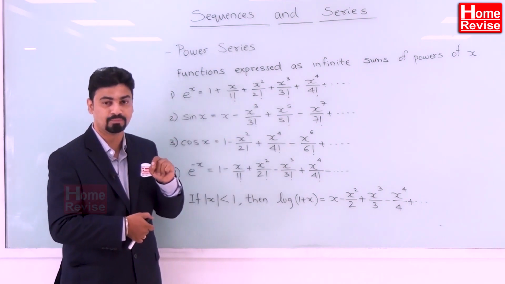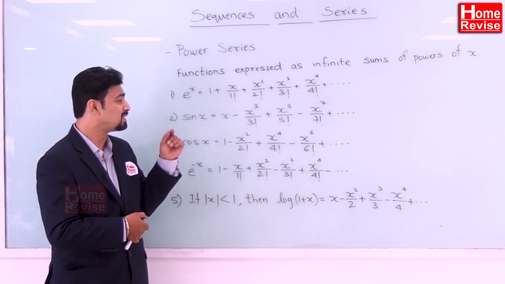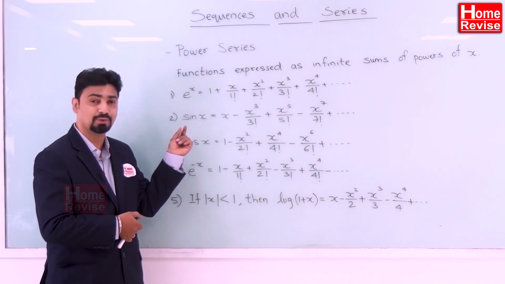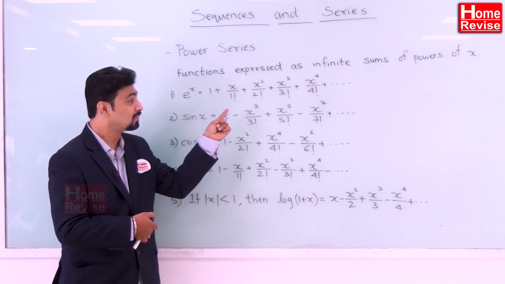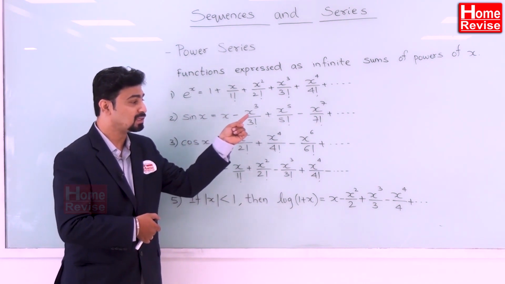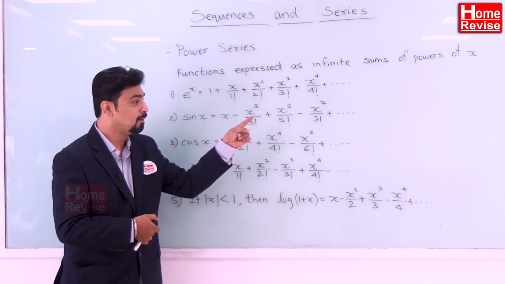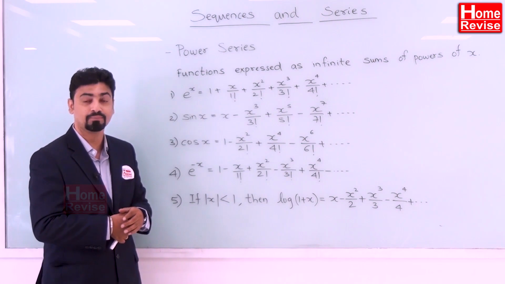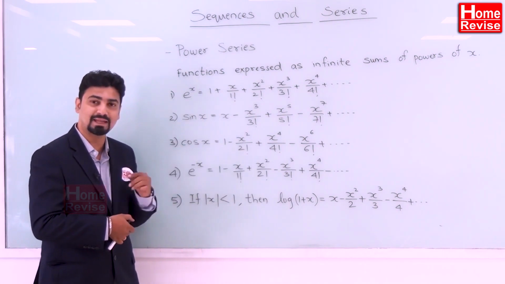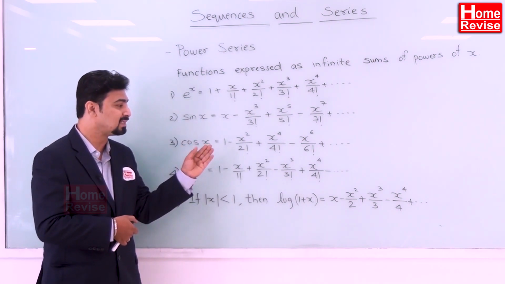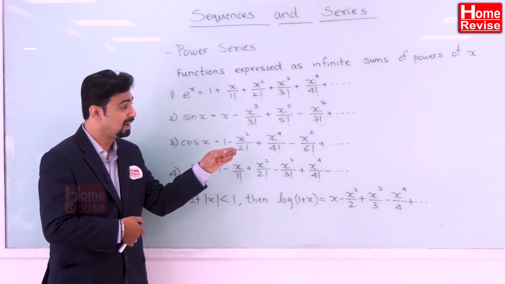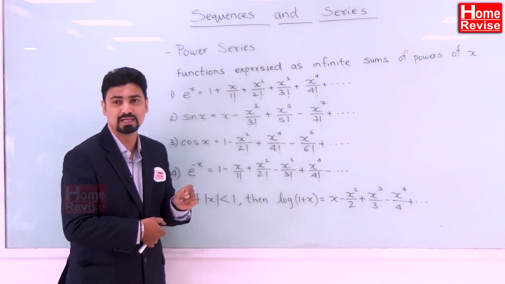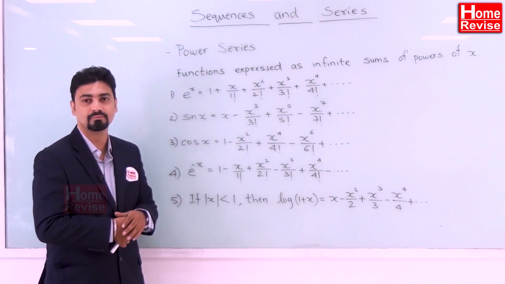till infinity. Similarly, we can express sine x as an infinite sum of powers of x. So sine x can be written as x minus x cubed by 3 factorial plus x raised to 5 upon 5 factorial minus x raised to 7 upon 7 factorial plus and so on till infinity. Similarly, cos x can be expressed as 1 minus x square by 2 factorial plus x raised to 4 by 4 factorial minus x raised to 6 by 6 factorial plus and so on.